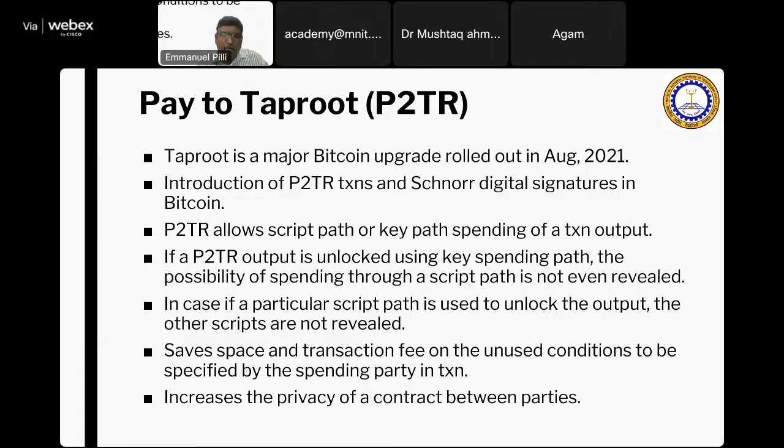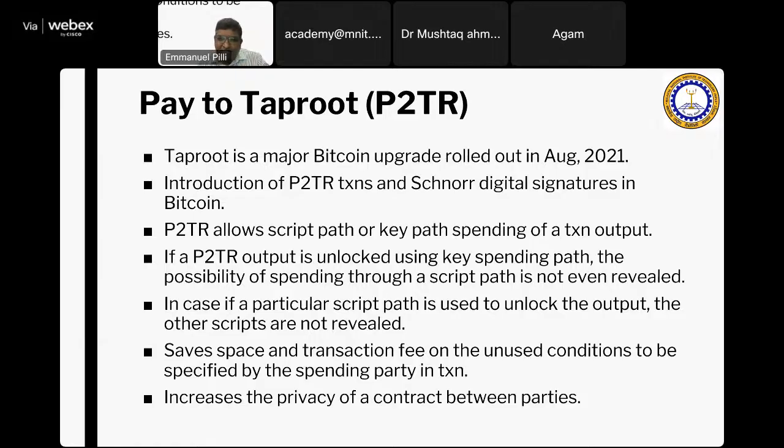So pay to taproot allows what is called a script path or a key path spending of a transaction output. There are two ways. You can either do it through a script path or a key path. So if a P2TR output is unlocked using the key spending path, the possibility of spending through a script path is not even revealed. So there are two options. But if it can be unlocked using a key path, people will not know whether there is a script path or not, right? If a particular script path is used to unlock the output, the other scripts are not revealed, right? So the key spending path is not revealed.